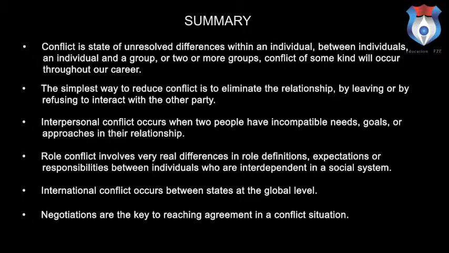Interpersonal conflict occurs when two people have incompatible needs, goals, or approaches in their relationship. Role conflict involves very real differences in role definitions, expectations, or responsibilities between individuals who are interdependent in a social system. International conflict occurs between states at the global level. Negotiations are the key to reaching agreements in a conflict situation.